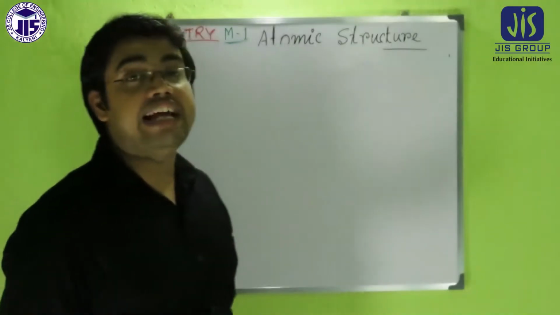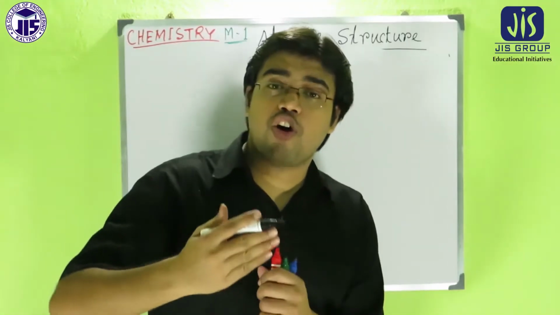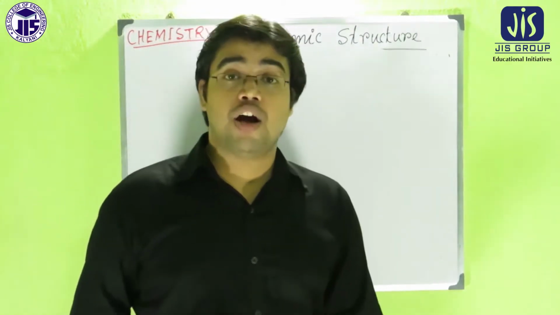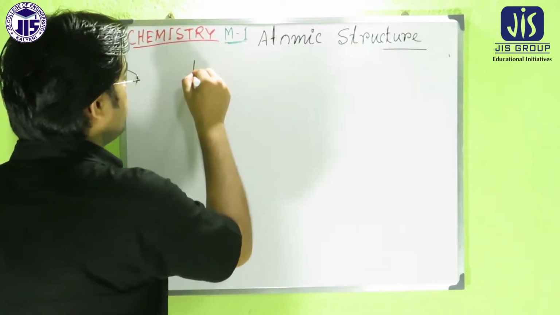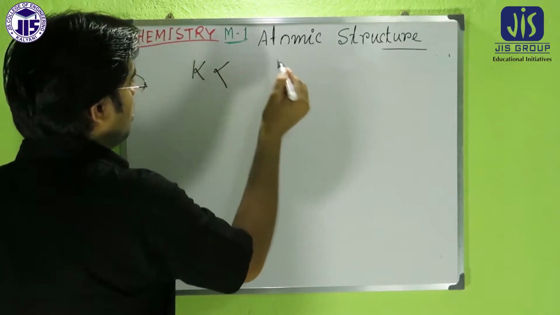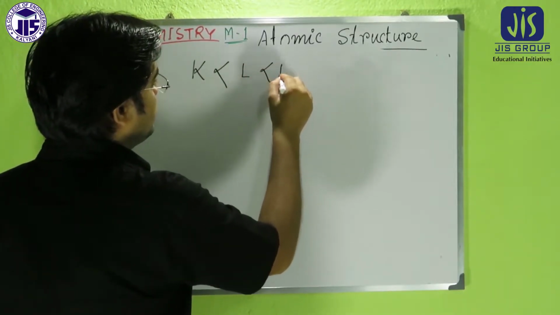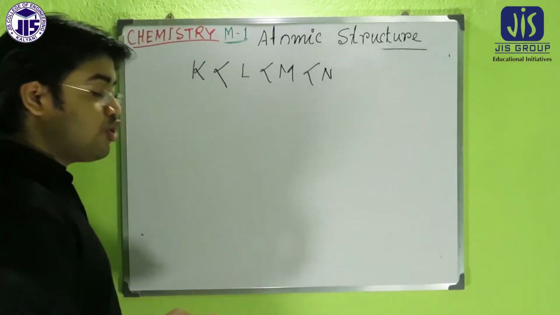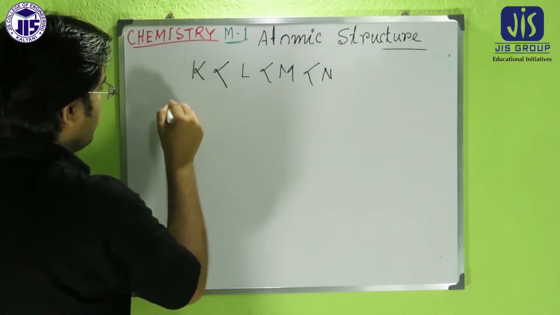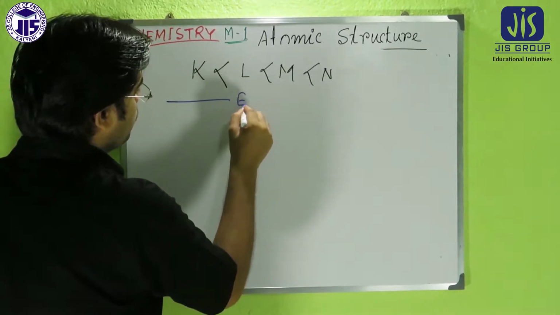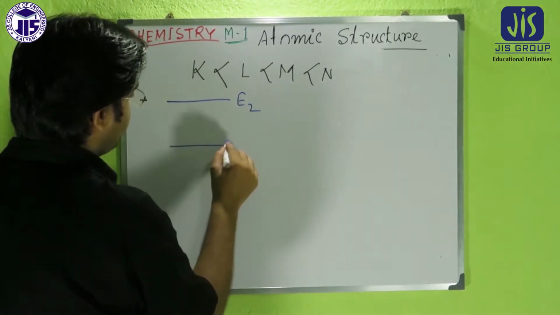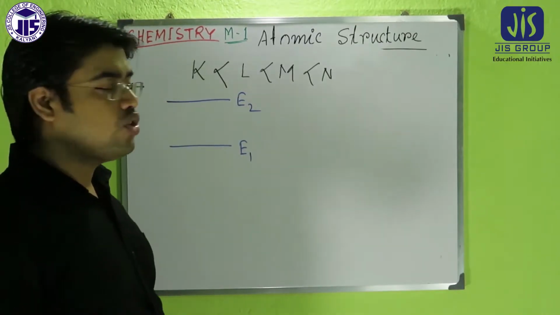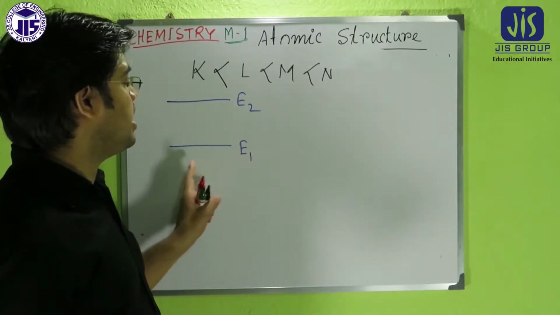Now, if one electron jumps from a higher orbit to a lower orbit, we already discussed that with increasing principal quantum number, the energy of the orbit increases in that order, K, L, M, N, like that. So for example, this is E2, which means the higher energy orbit, and this is E1. So it is the energy of the higher orbit and the energy of the lower orbit.